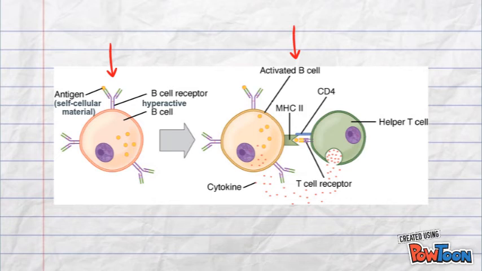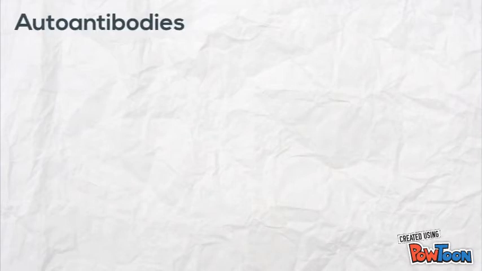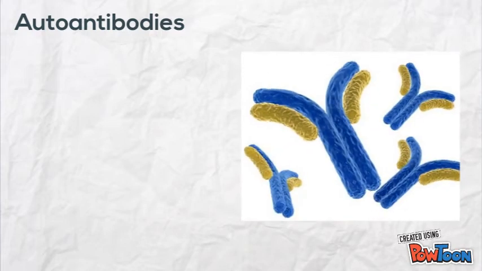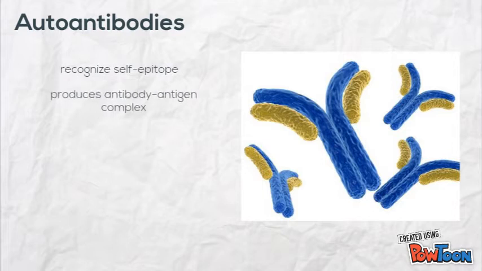Once the T cell is stimulated, division and differentiation of leukocytes is initiated by the release of cytokines. Hyperactive B cells will then differentiate and produce autoantibodies for the self-epitope. These autoantibodies will interact with epitopes on normal cells and produce antigen-antibody complexes that will deposit in blood vessels.